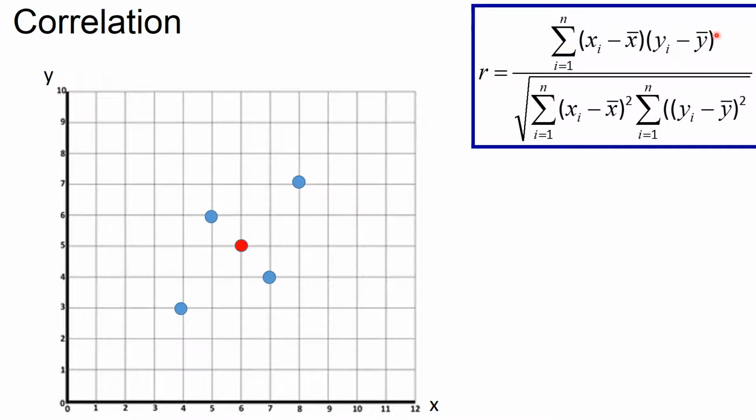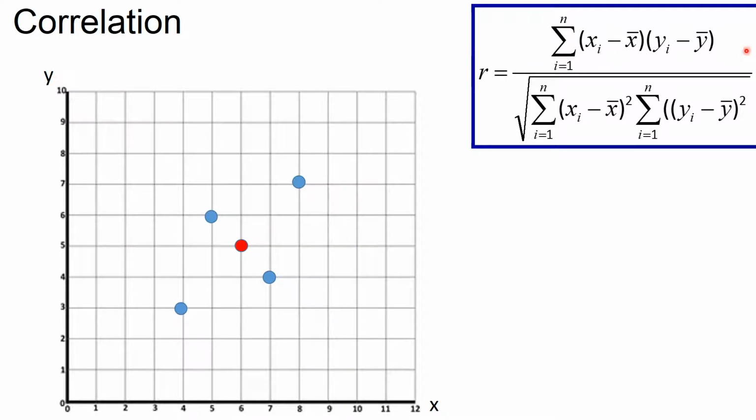Okay, so the larger this number at the top is, the more of a relationship we're going to have that goes up and down like this. And if it's a big negative number, we're going to have a relationship that goes up and down like this.